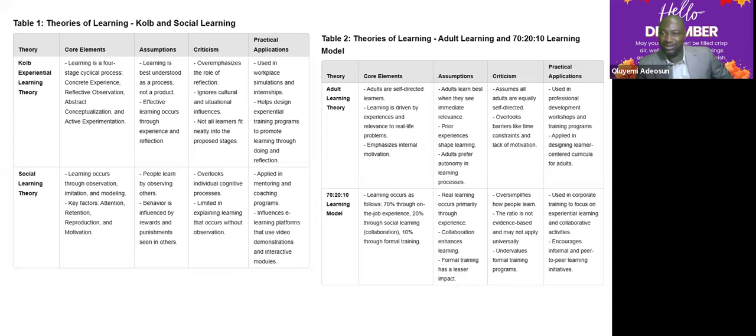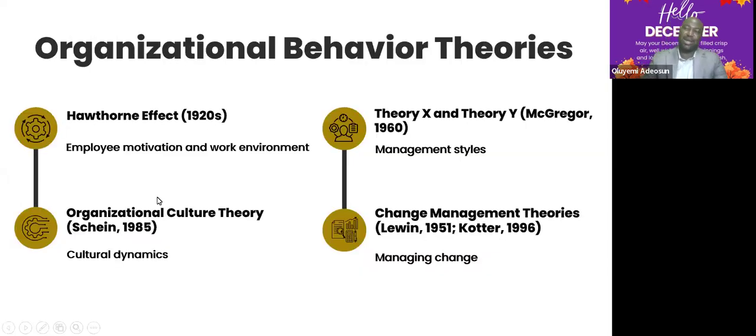All right. Criticisms include it oversimplifies how people learn. The ratio is not evidence-based, so it could be 60-20-20, for example, and may not apply universally from organization to organization, from industry to industry, and it also, in a way, undervalues formal training programs.